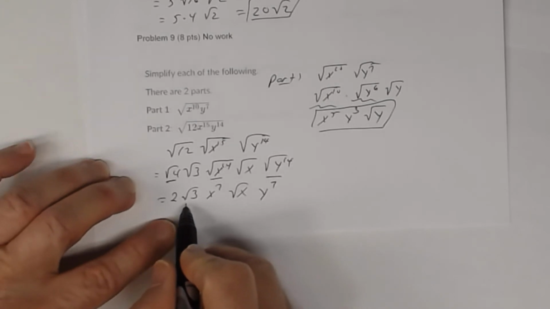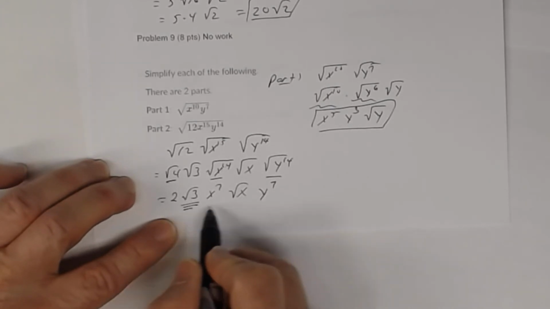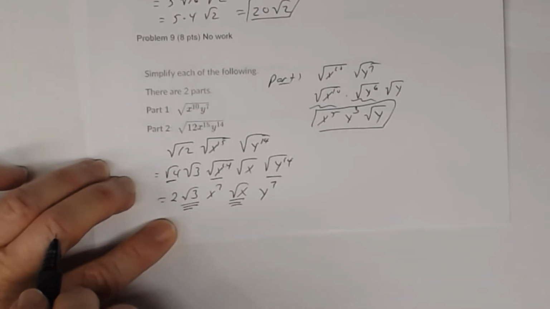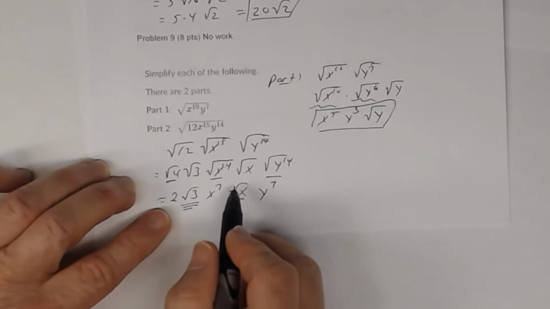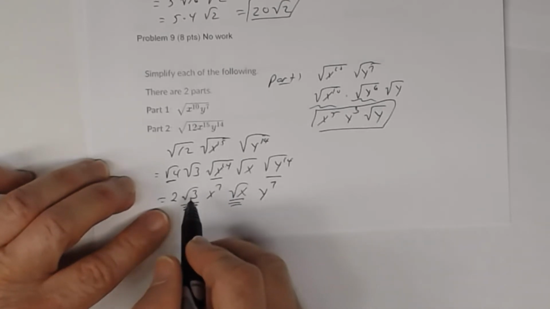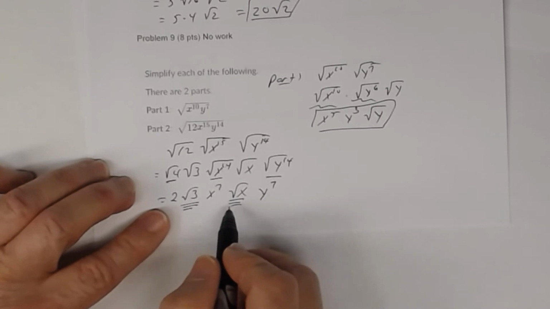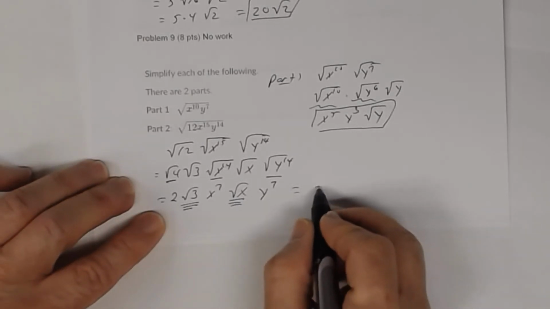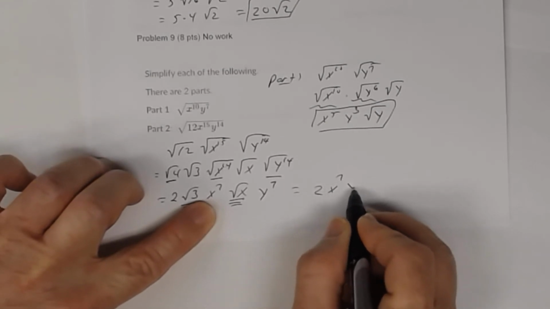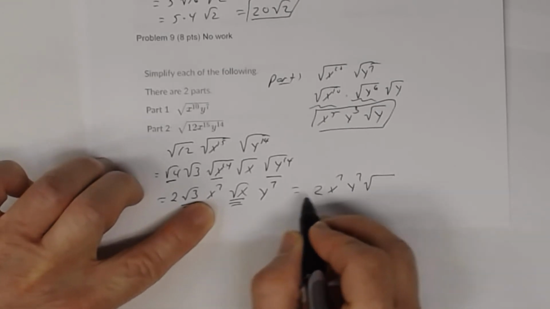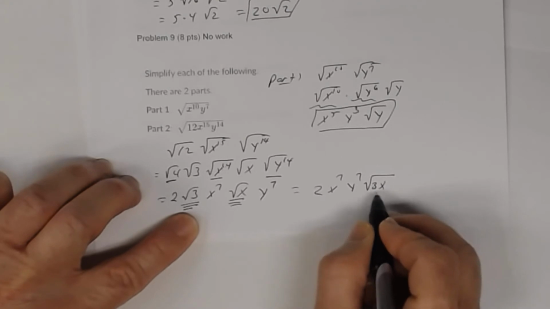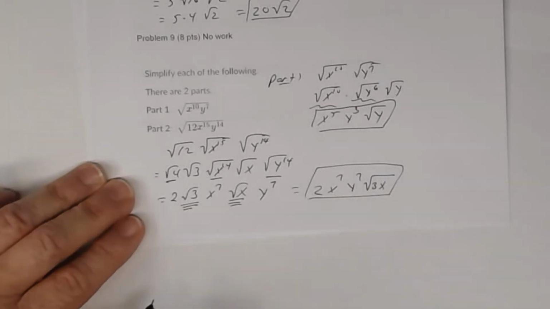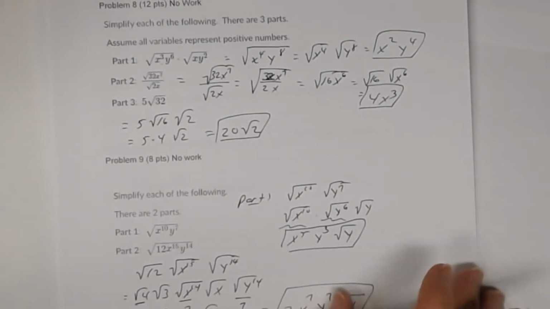Now remember, though, you want to rewrite that square root of 3 times the square root of x as one square root. Since the indices are the same, they're both square roots, you can write this as one square root. So the answer is going to be 2 x to the 7th, y to the 7th, times the square root of 3x. Just multiply the radicands together. All right, so that was number 9.